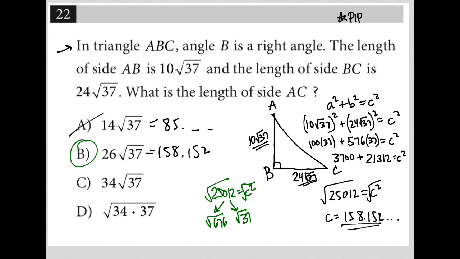And then what's the square root of 676? That's 26. This becomes 26 root 37. And you can see that also obviously takes us right to choice B. So two different paths, the decimal path and the radical simplification path. Either way, we get the answer as choice B here.